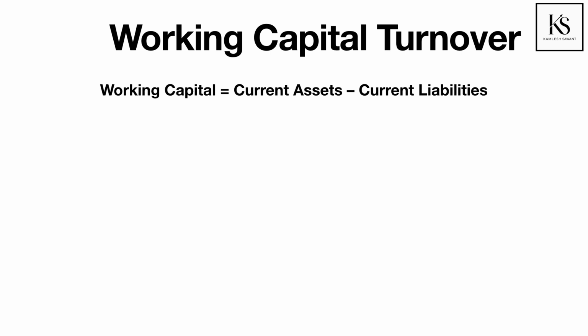If the working capital is a positive number, it implies that the company has a working capital surplus and can easily manage its day-to-day operations. However, if the working capital is negative, it means the company has a working capital deficit. Usually, if the company has a working capital deficit, they seek a working capital loan from their bankers.